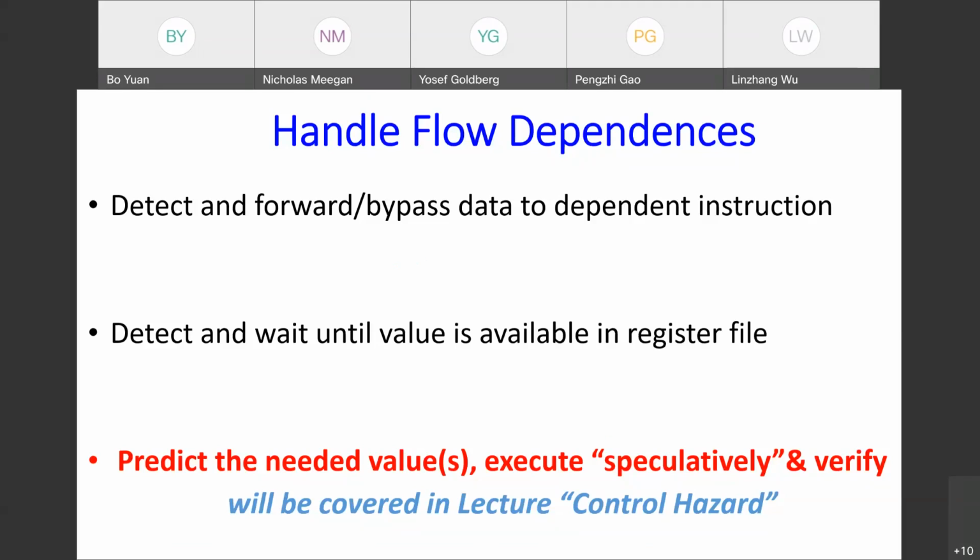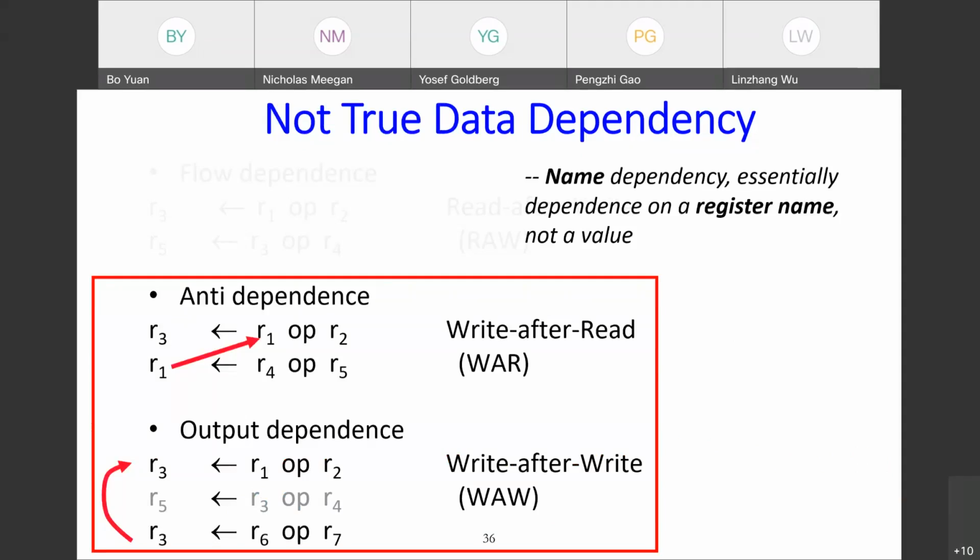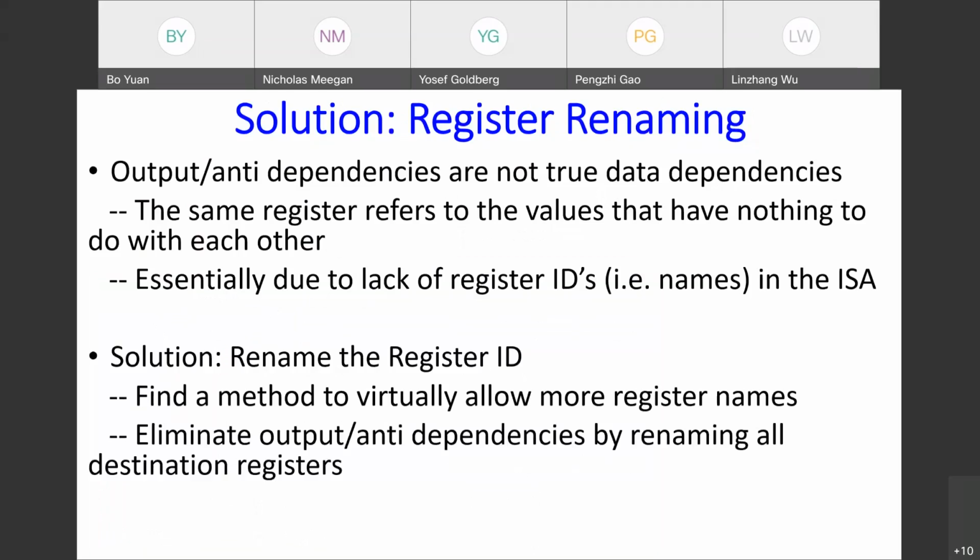So this is about the flow dependency. Then we have another two types of dependency, the anti-dependency and the output dependency, corresponding to write after read and write after write. Essentially, they are not true data dependencies. In many cases they arise because of the register name, and not because of a true logical data dependency. So for this type of dependency, we will have a general solution, the so-called register renaming.